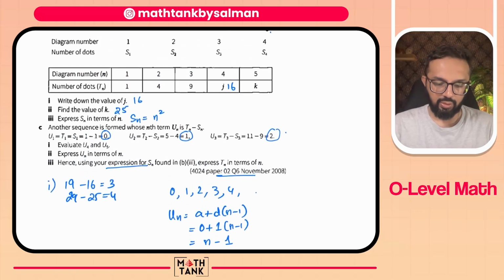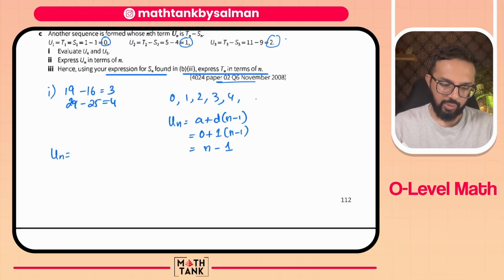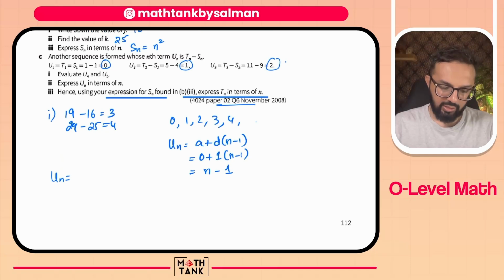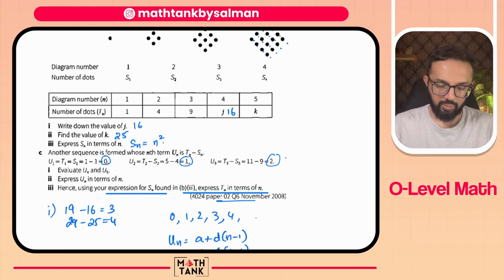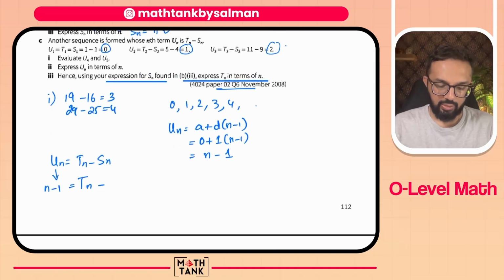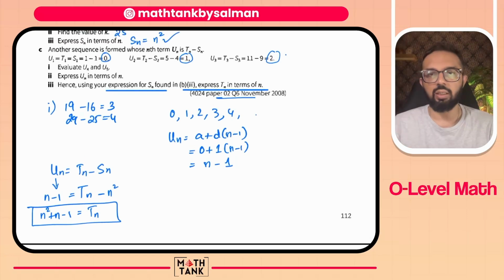It says hence using your expression for Sn, find an expression for Tn in terms of n. Okay, so I can do that too. Since un was just Tn minus Sn, I have an expression for un that's n minus 1. I don't have an expression for Tn. And what was the expression for Sn? It was already given to me. I just found that out. That was n squared. So for Tn, I can just say that I want to move n squared to this side. And I have Tn.